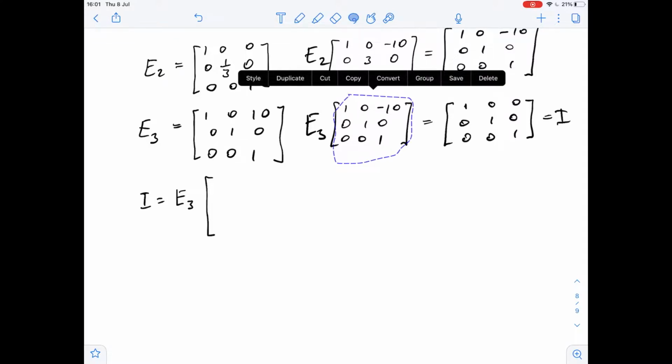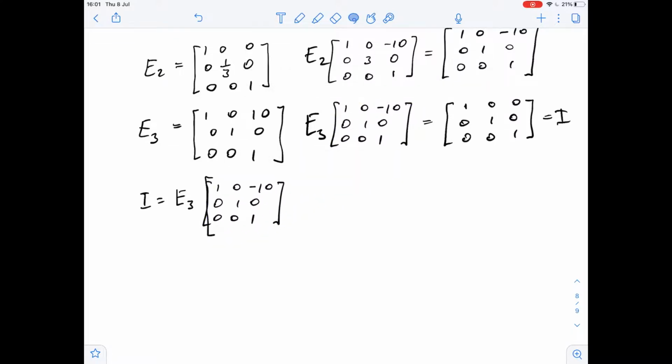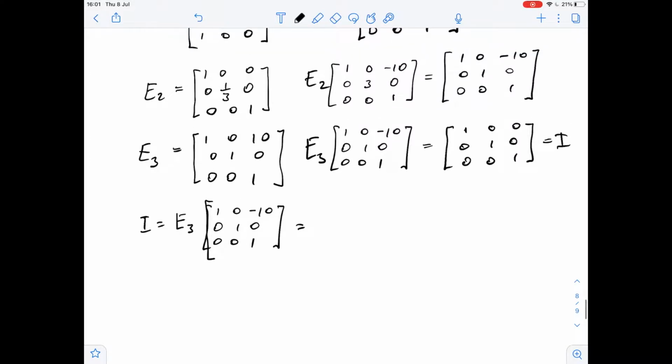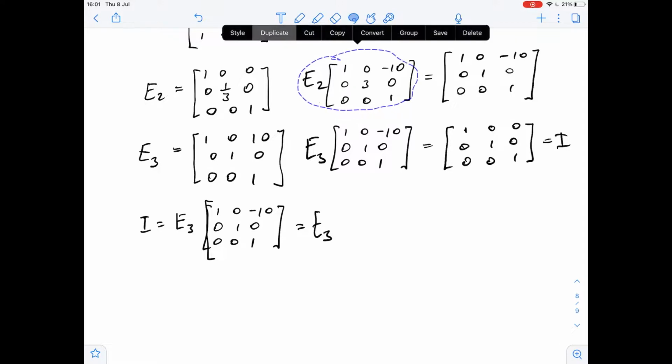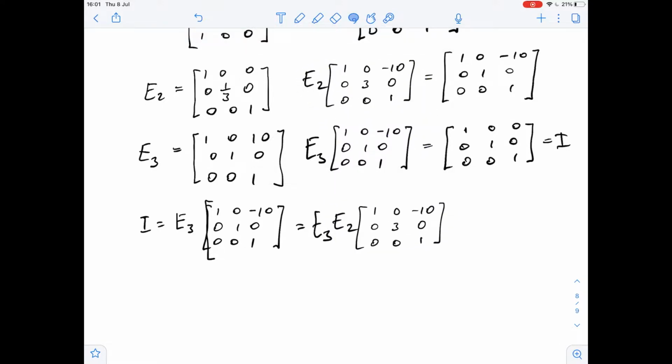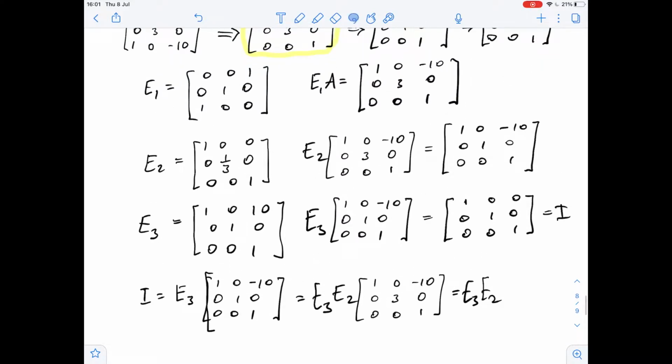So this means that A is a product of these three matrices, because I equals E3 times this matrix, while this matrix equals E2 times this, so it equals E3 times E2 times this matrix, and this equals E3 times E2 times E1 times A.